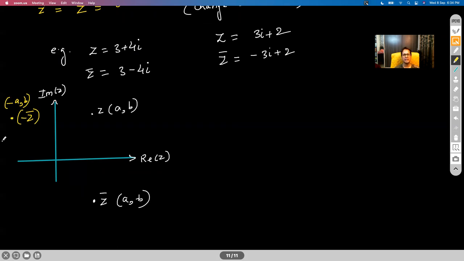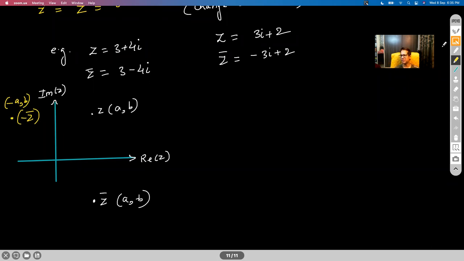Is this fine? So what is the conjugate of a complex number? If the complex number is located in the second quadrant, its conjugate will be in the third. If it is in the third quadrant, its conjugate will be in the second. If it is in the fourth quadrant, its conjugate will be in the first. If it is in the first quadrant, the conjugate will be in the fourth. Wherever it is located, you just reflect that point about the real Z axis to get the location of its conjugate.